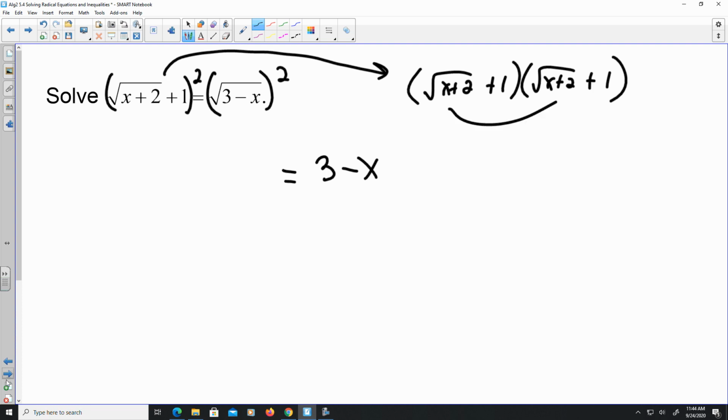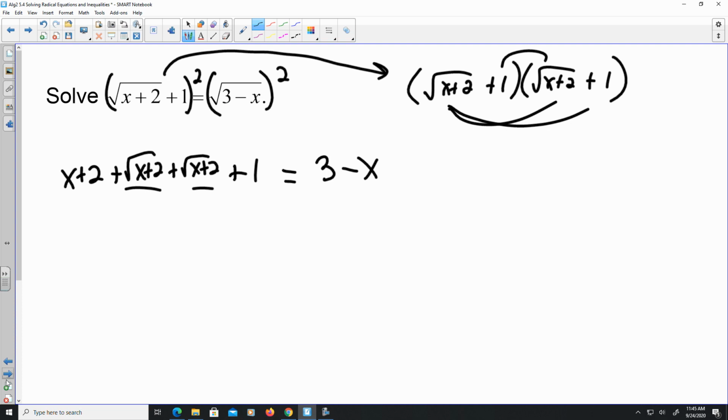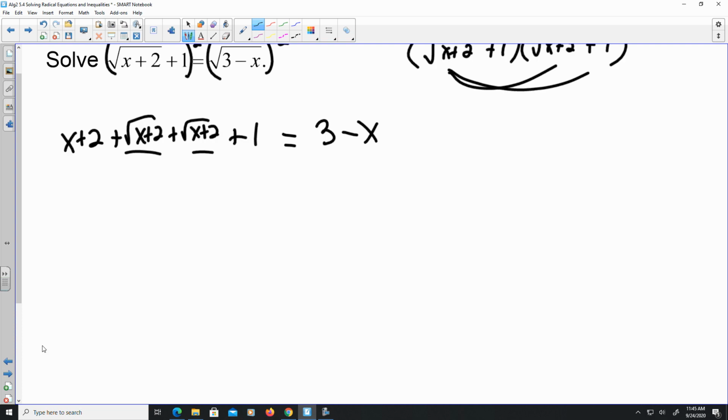So when I multiply those two values together, I just get x plus 2 because I just took the square root out. Now I'm going to take my outside values, and then this turns into plus square root of x plus 2. I go to my inside value. This is plus square root of x plus 2. And then 1 times 1 is plus 1. What I have here is like terms. All right, so they have the exact same stuff in there, and remember, this is represented as 1. This is represented as 1.